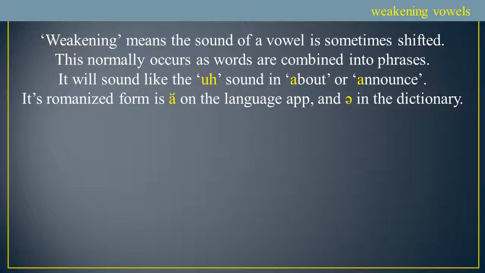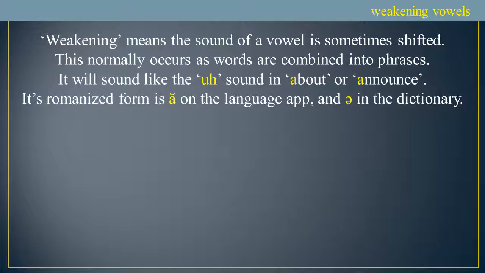Now the good news is it's always going to be weakened to the same sound. No matter what vowel it is that's being weakened, it will always be weakened to the same sound. And that will sound like the sound in words like about or announce. If you were to look on the language app, you'll see this symbol is used to represent it, an A with a little symbol above it. In the dictionary, you'll see it represented by an upside down E, but in both cases the pronunciation is the same.